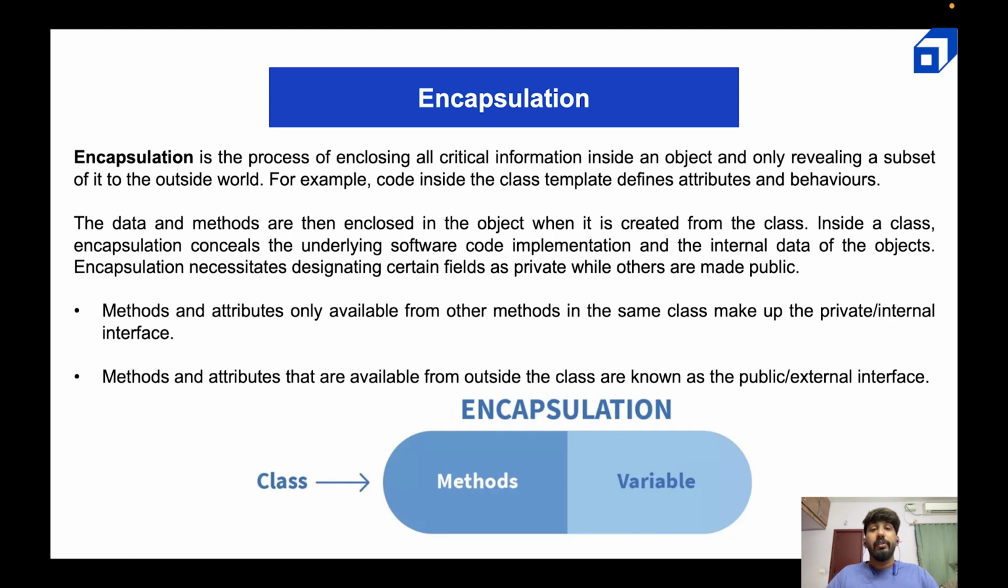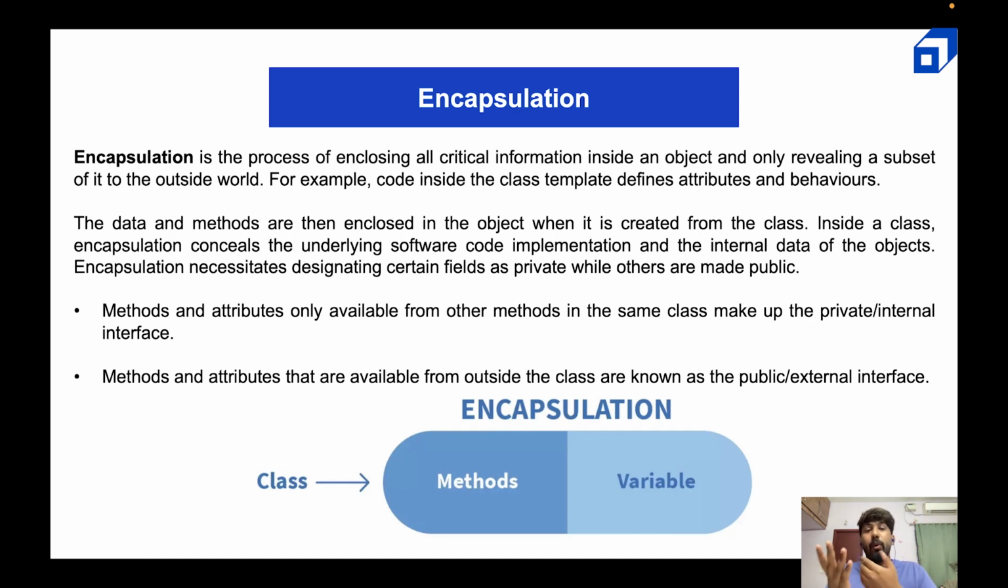Moving on. Now let's look at encapsulation. Encapsulation is the process of enclosing all critical information inside an object and only revealing a subset to the outside world. For example, code inside the class template defines attributes and behaviors. To be very simple, let's take a very common application, Uber. When you open the application, what do you see? You see a map. You can choose your location, you can choose your drop location, and then you can choose what type of cab you need, and you select that, and then you book the cab.